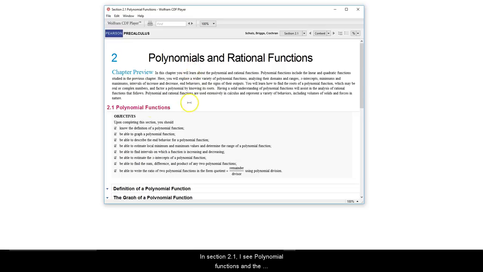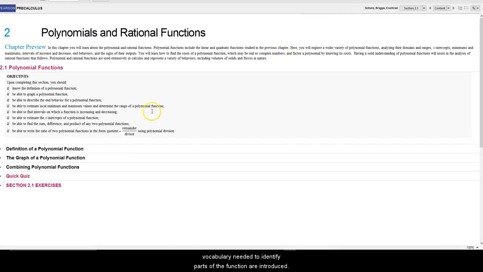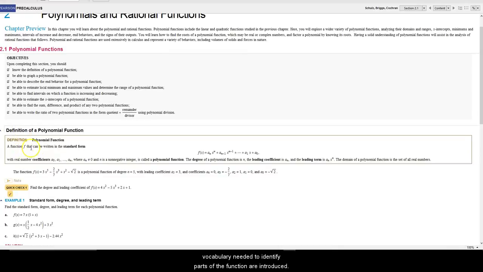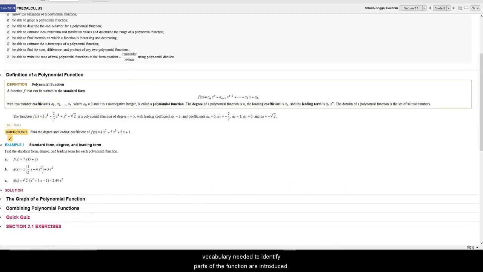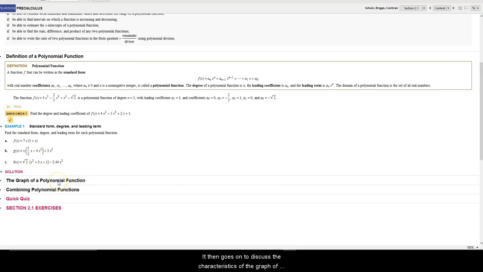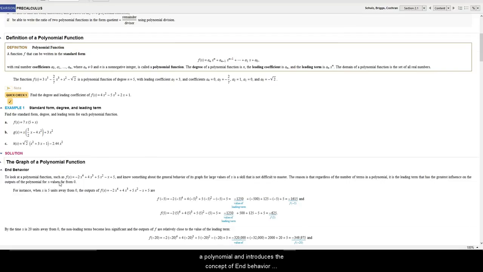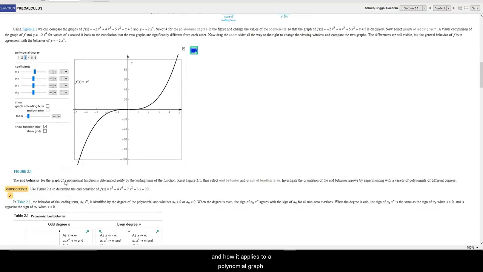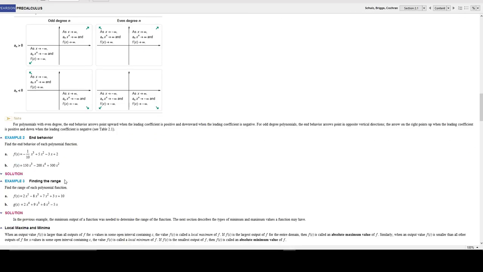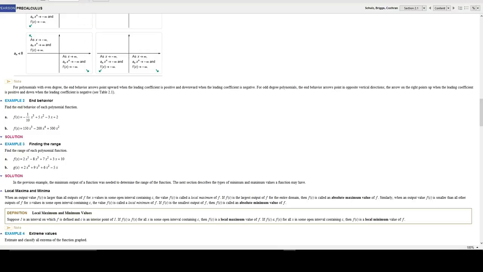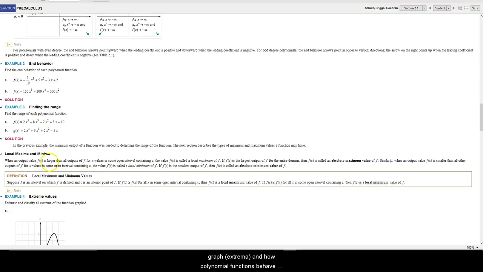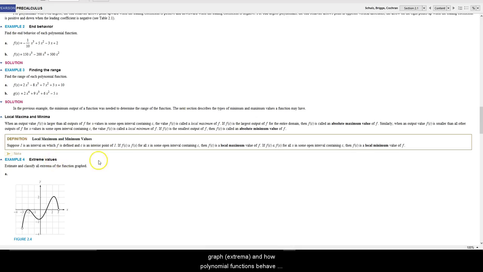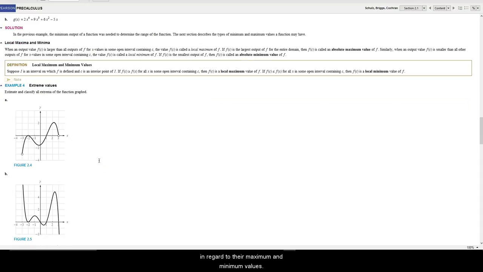In section 2.1, I see polynomial functions and the vocabulary needed to identify parts of the function. It then goes on to discuss the characteristics of the graph of a polynomial and introduces the concept of end behavior and how it applies to a polynomial graph. Next, it defines local maximum and minimum values of a graph, extrema, and how polynomial functions behave in regard to their maximum and minimum values.